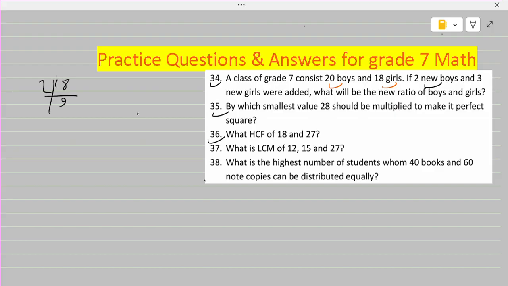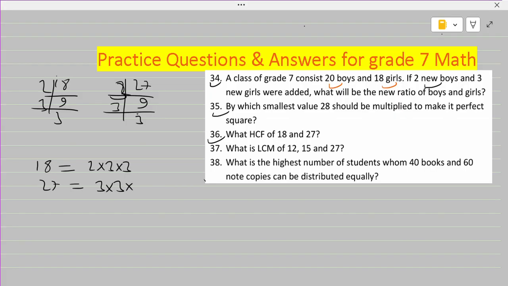So 2 9s are 18, 3 3s are 9. So 18 is here 2 into 3 into 3, is it? And now for 27, do the same thing. By 3 it gets cut. 3 9s are 27, 3 3s are 9, is it? So here 27 is the product of 3 into 3 into 3.